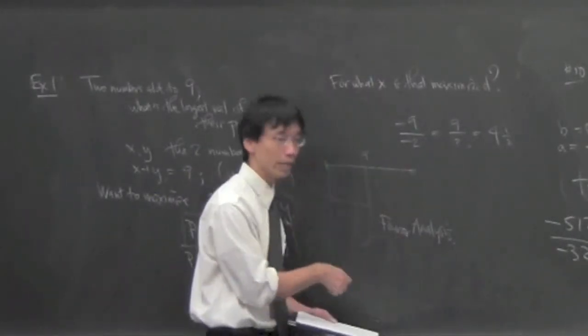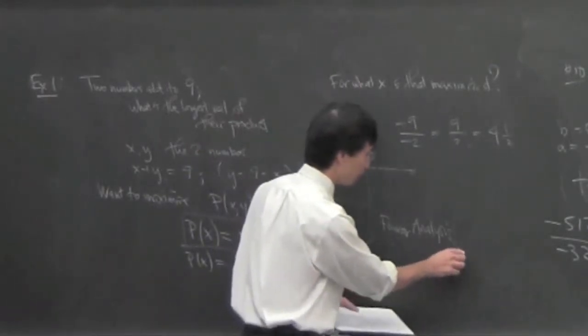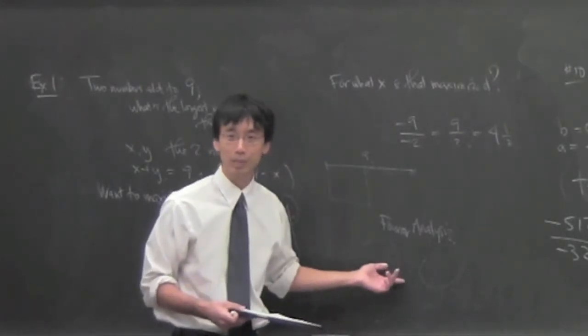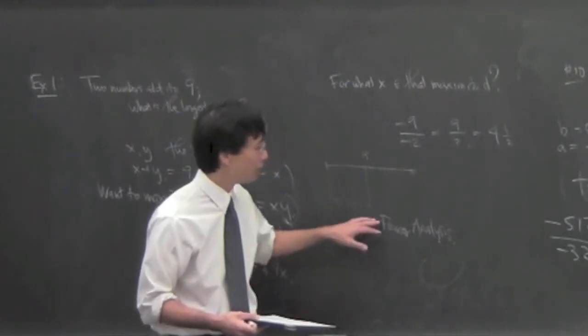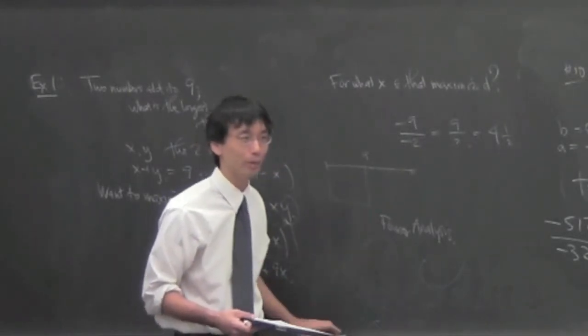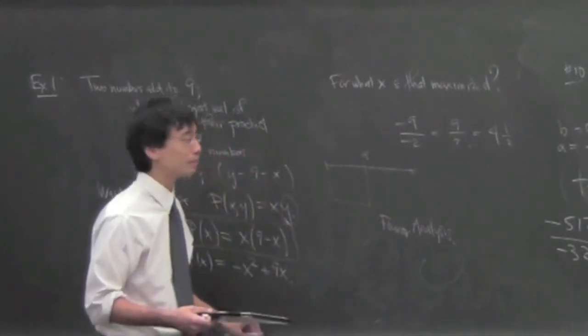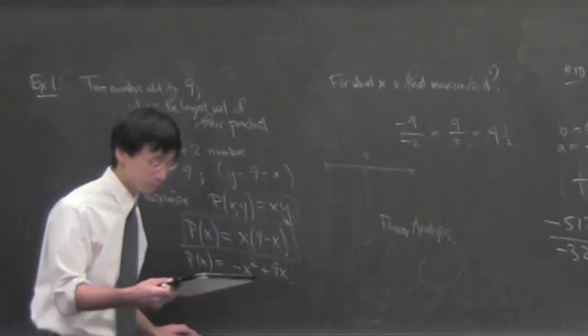Everybody gets a piece of wire and you're allowed to bend it into whatever shape you like. What shape is best? You can probably guess. A circle. Yeah, it turns out to be a circle, but it takes a bit more high-powered math to actually show that that is the optimal shape. So what we're doing now is the beginning of that.